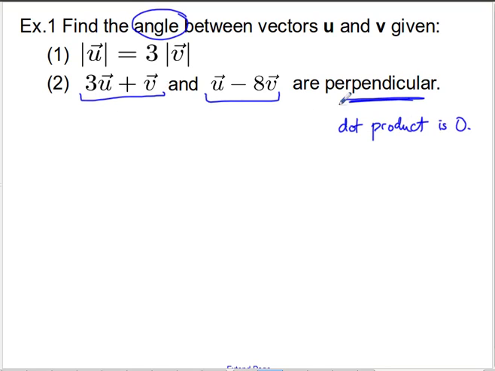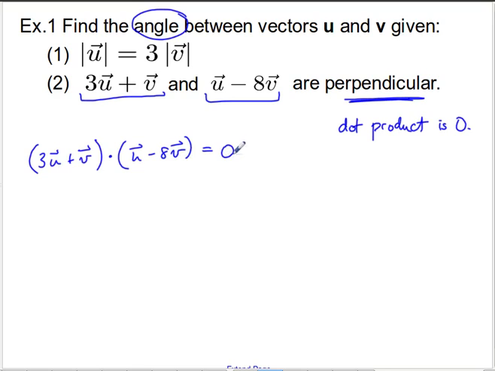So it's not going to be the dot product of u and v, it's going to be the dot product of 3u plus v dotted with u minus 8v, which has to be equal to 0. That's what it means for these to be perpendicular. And now I have formed an equation. So let's go ahead and distribute this.